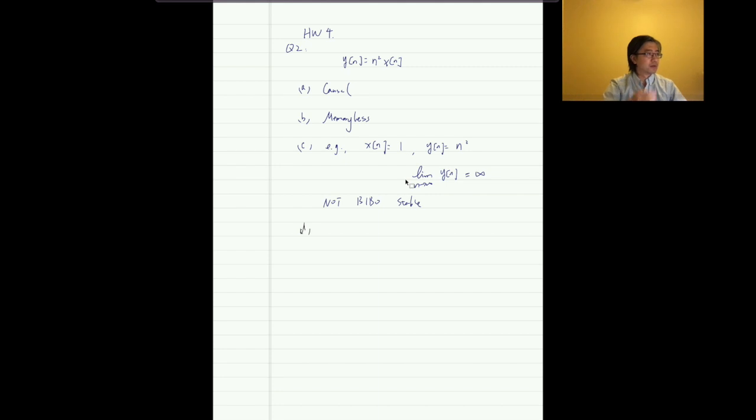Part D is to sketch the output when the input is x of n equals u of n minus u of n minus 2. So basically y of n equals n squared multiplied by x of n, which equals n squared multiplied by u of n minus u of n minus 2. What we can do is sketch x of n first and then multiply it by n squared to get the output. That's probably easier.